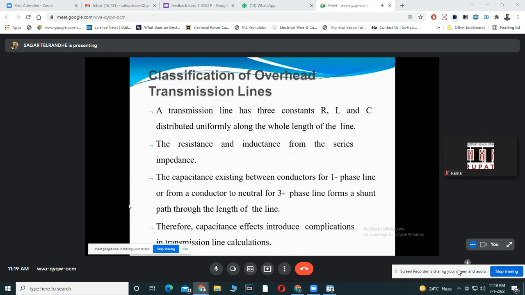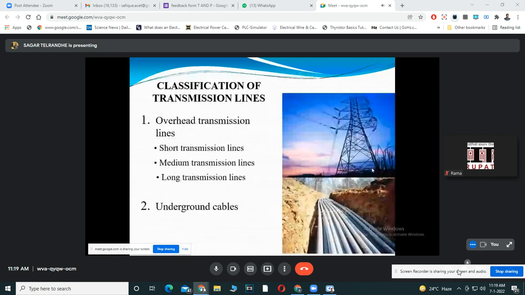So further, the transmission line is classified in various forms. The first classification is the overhead lines and the underground cables. The overhead transmission lines are further classified as short transmission lines, medium transmission lines, and long transmission lines depending upon the capacitance formed by the overhead transmission line. Then we have another classification of transmission line as the underground cables, underground transmission lines.